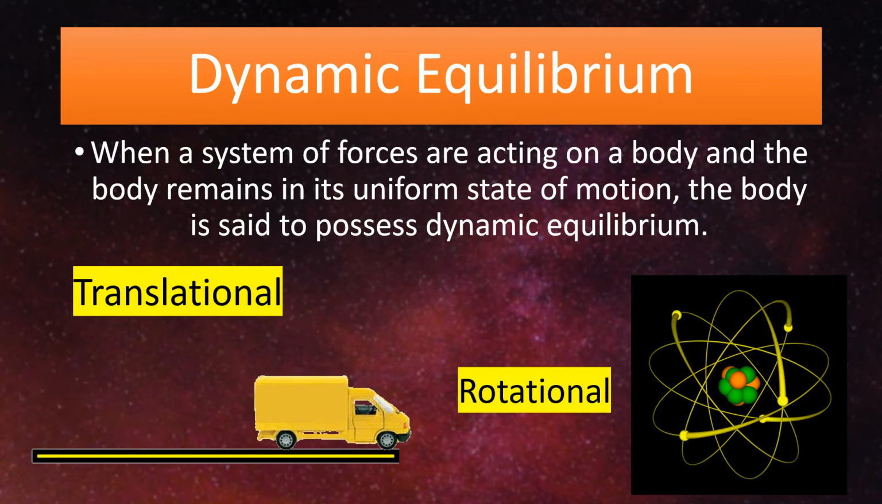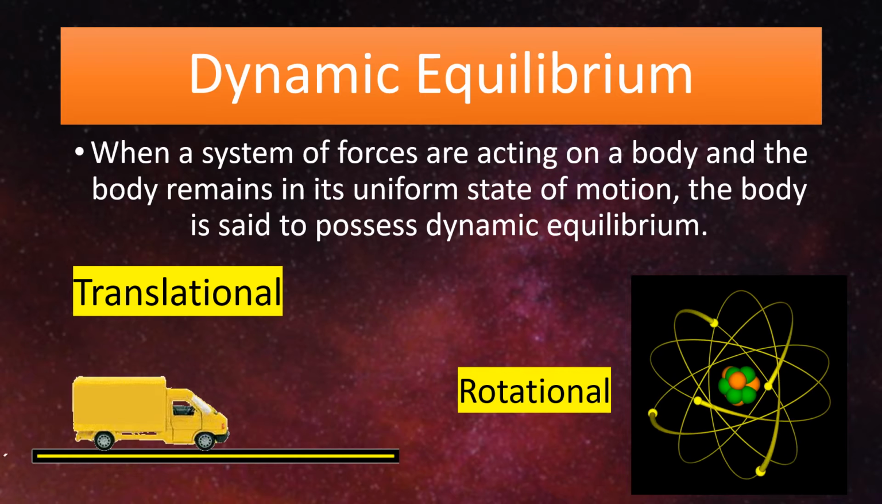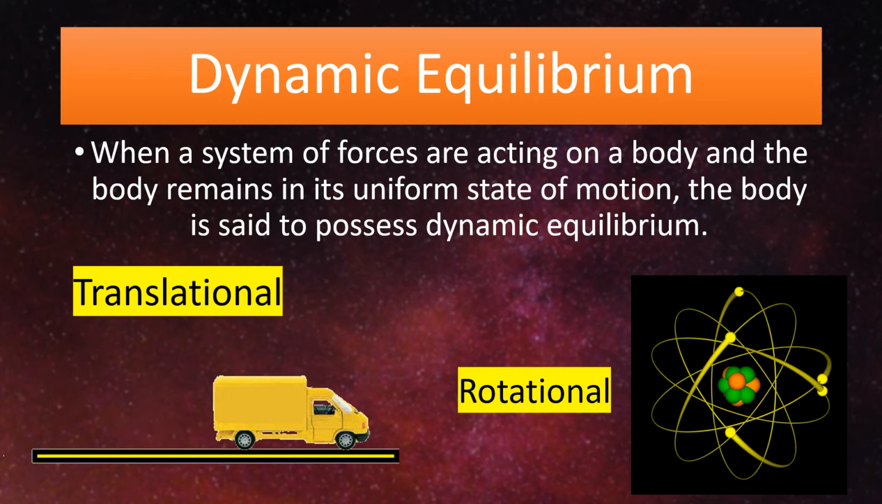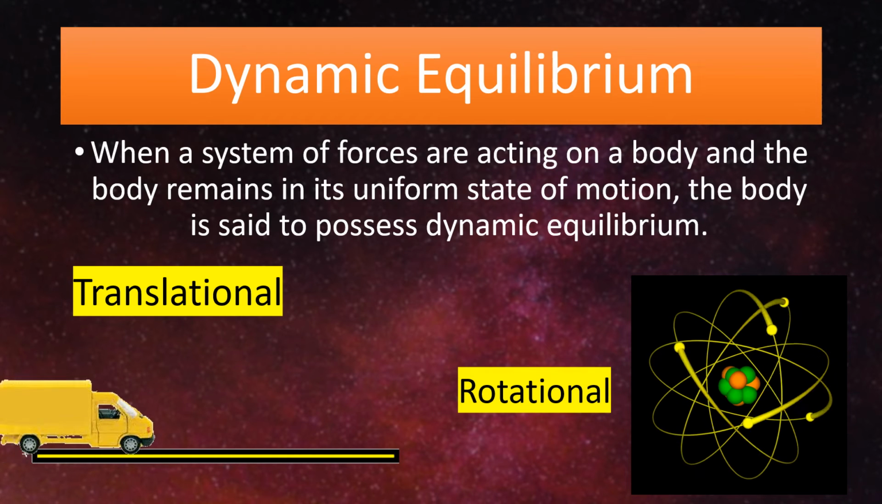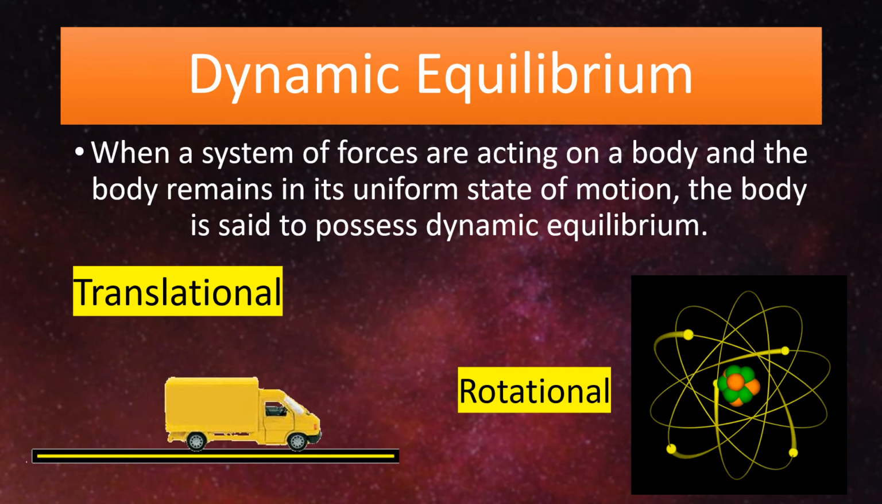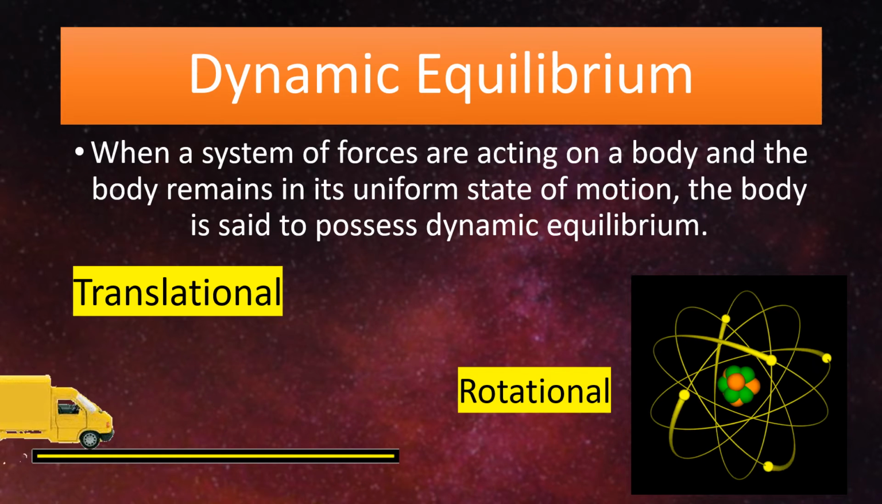Now what is dynamic equilibrium? Well, when a system of forces is acting on a body and the body remains in its uniform state of motion, the body is said to possess dynamic equilibrium. Dynamic equilibrium can be either translational or rotational.